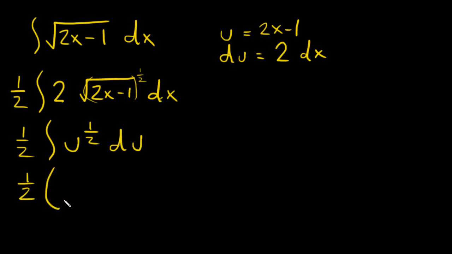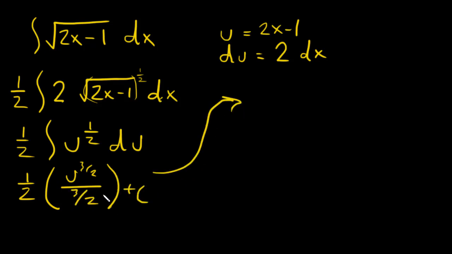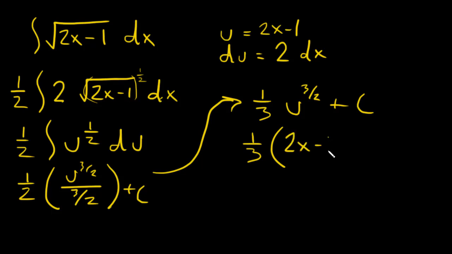1/2, and then this is going to be u to the 3/2 over 3/2 plus c. And then when I flip and multiply, 1/3 u to the 3/2 plus c, and now I substitute in and I get 1/3 quantity 2x minus 1 to the 3/2 plus c. And there you go. Not bad at all. Okay, so let me clear this and let's jump into some of the more tricky examples.